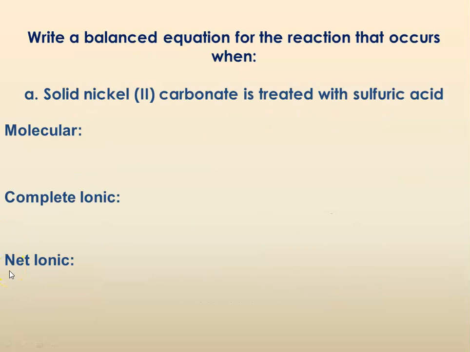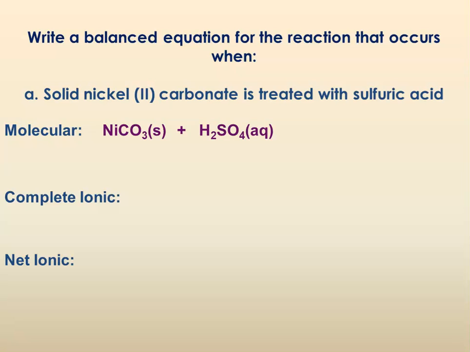So here we have solid nickel(II) carbonate that's treated with sulfuric acid. So to write the formula between nickel(II) and carbonate, we're going to get NiCO3. That's going to exist in solid form. Sulfuric acid is coming from sulfate. Sulfate's -2. We know that acids are aqueous, so that's going to give me H2SO4.